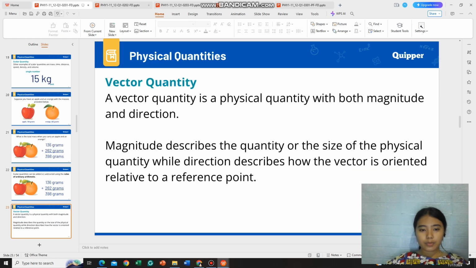Next is vector quantity. A vector quantity is a physical quantity with both magnitude and direction. So, see, now we see the difference between scalar and vector. Magnitude describes the size of a physical quantity, while direction describes how the vector is oriented relative to a reference point.